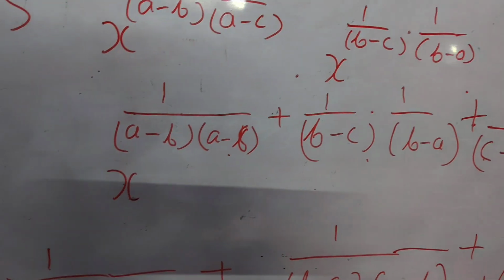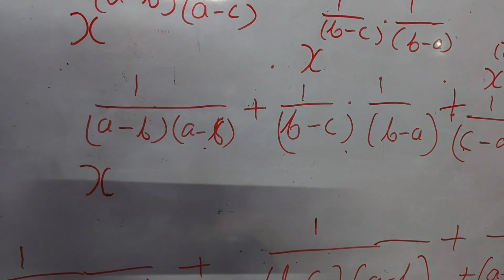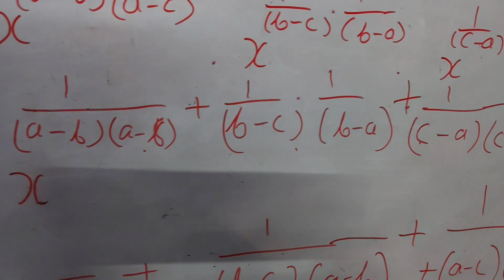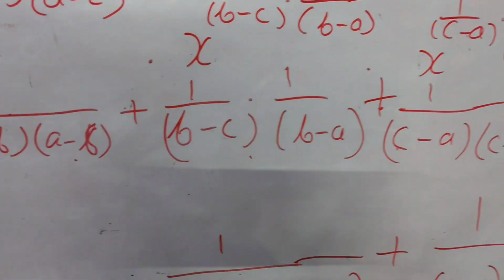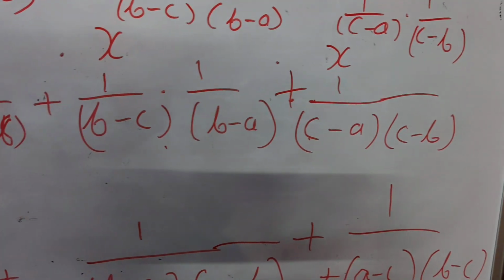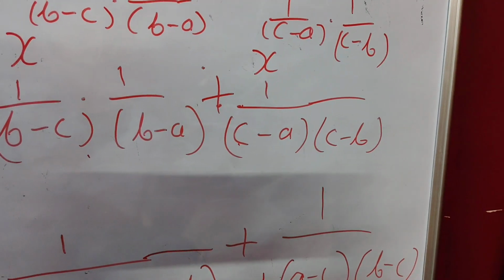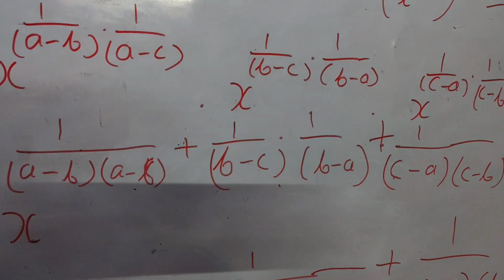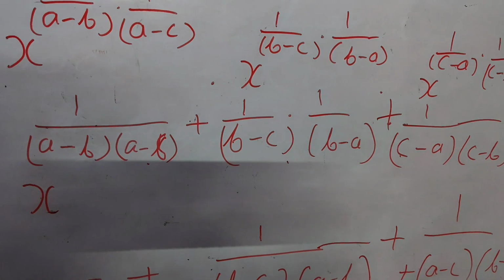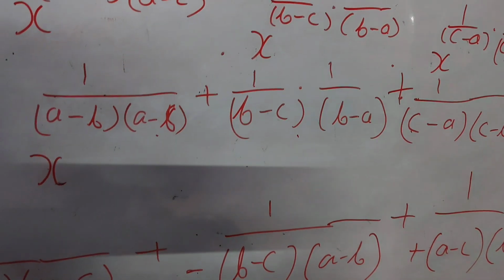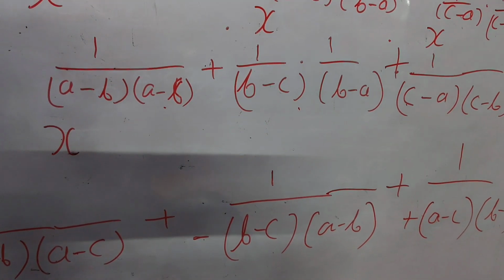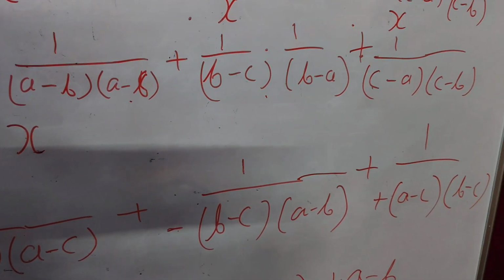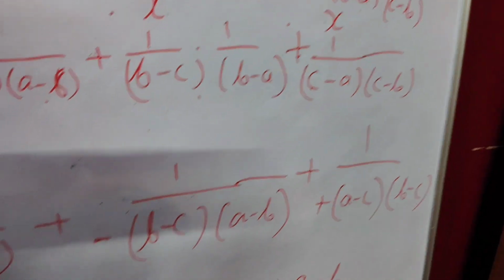Power will be added. So we can write it like this: x to the power 1 by a minus b into a minus c, then plus 1 by b minus c into 1 by b minus a, plus 1 by c minus a into c minus b. Now we will apply the simple formula for adding fractions, rational numbers. So we take the LCM of a minus b, a minus c, b minus c, b minus a, and c minus a, c minus b.